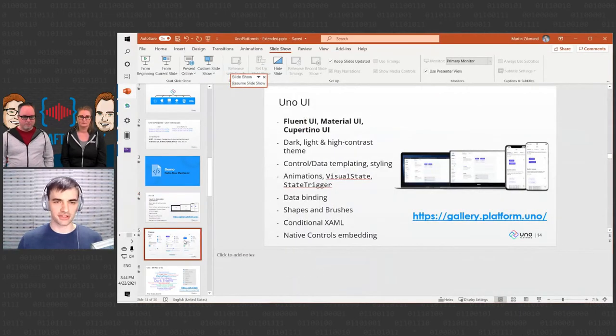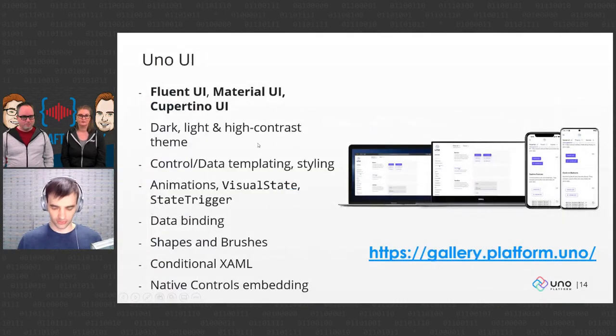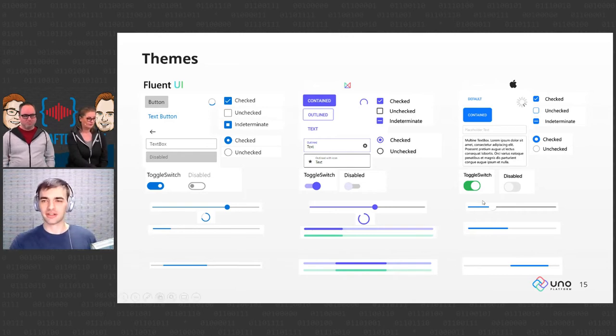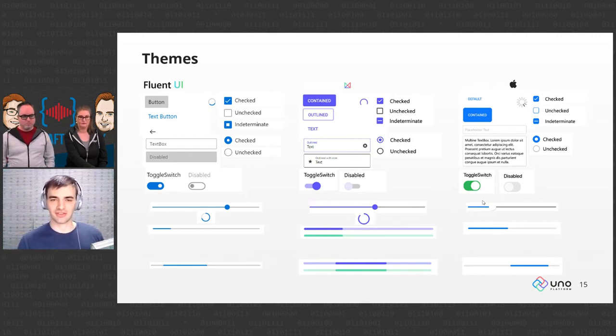I mentioned the Cupertino theme. You can see that it's also showcased here. This looks like an iOS application. And again, you can decide that you like iOS so much that you want to have it everywhere. You can just take the Cupertino theme and bring it to Windows, Android, and the web as well. But you can see the completely different styles for the same controls. And the cool thing here is that the controls themselves are still the same class. So you can implement things in a shared way and just swap out the style between those implementations.